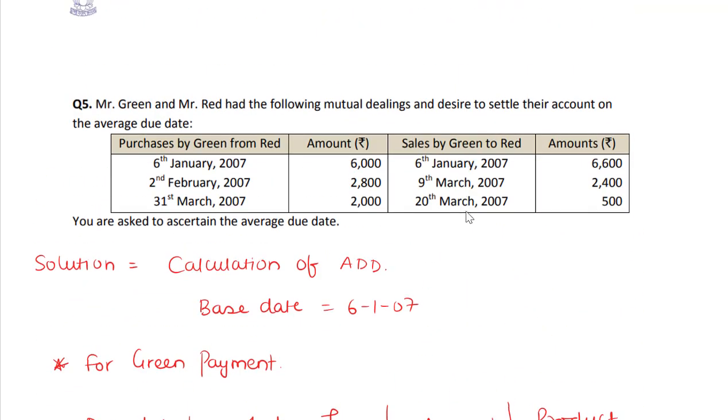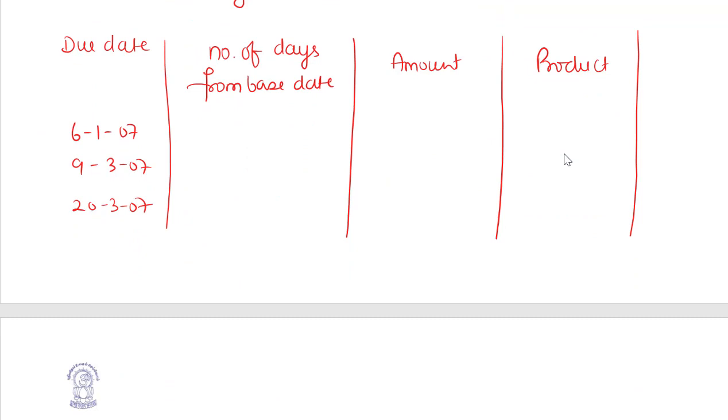Due dates, these three dates. Amount 6,600, 2,400 and 500. Total of amount column is 9,500. Base date is same, 6 January 2007. So it is 0 months, 0 days, 62 days, 73 days.